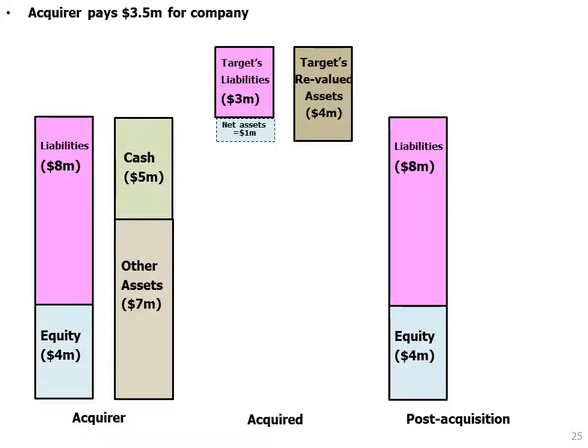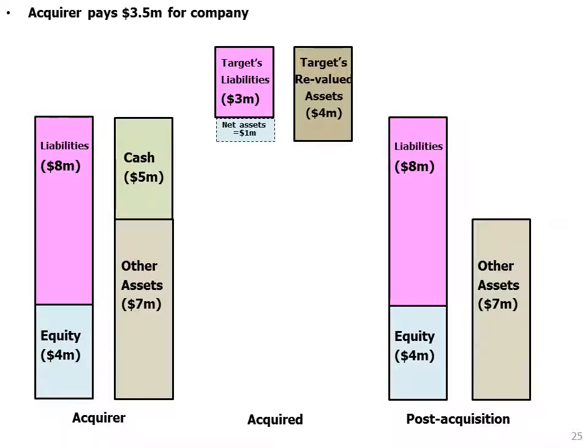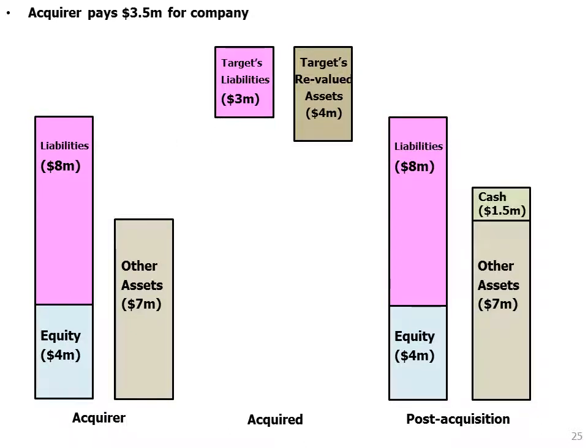So post-acquisition, the firm after the acquisition will have the liabilities of the acquirer before the acquisition, plus the other assets from the acquirer. We then need to reflect the fact that cash is now down. So it started with cash of 5 million. It's paid 3.5 million for the company, so it's got 1.5 million in cash.